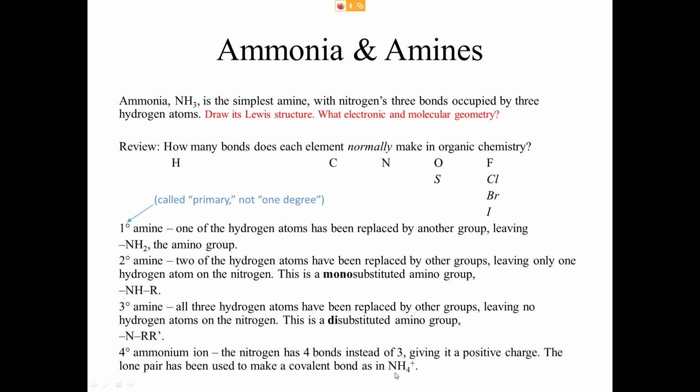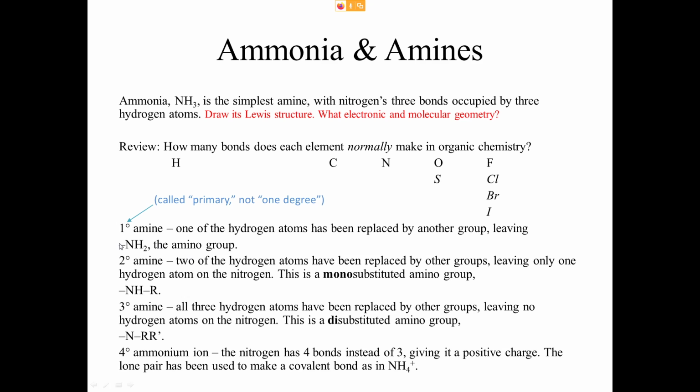What kind of geometry would it have, electronically and molecularly? Both would be tetrahedral. Both would be tetrahedral, absolutely right. So the nitrogen is making 4 single bonds, that's tetrahedral. There are no lone pairs anymore, so molecular and electronic geometries are the same. The charge doesn't change that, right? It just happens to have 1 fewer electron than it does protons because of that coordinate covalent bond that was made by the proton. So excellent.